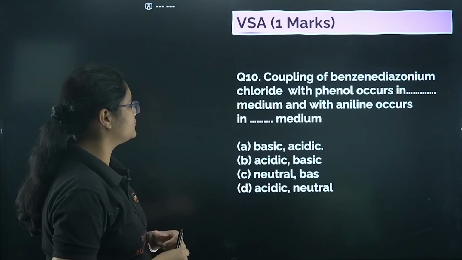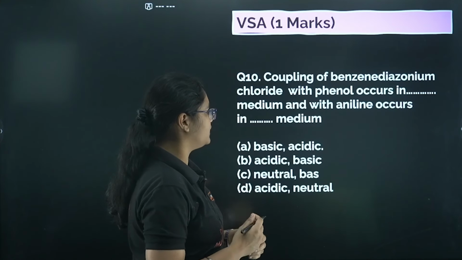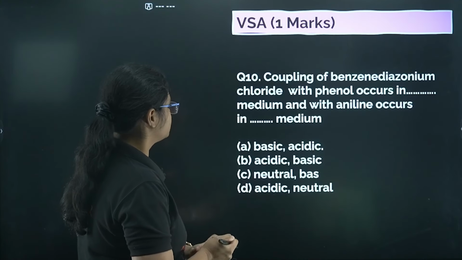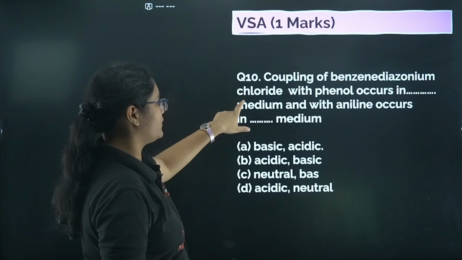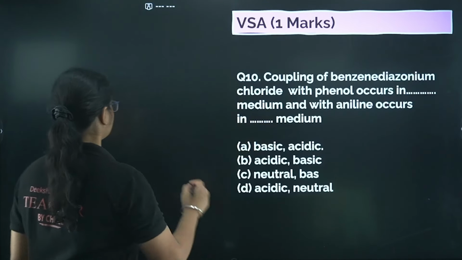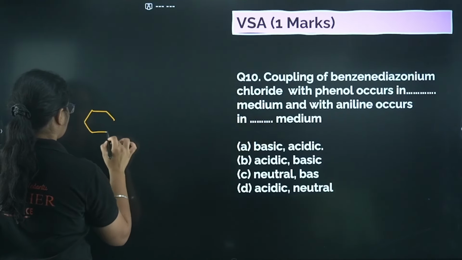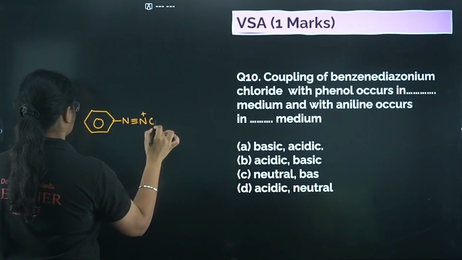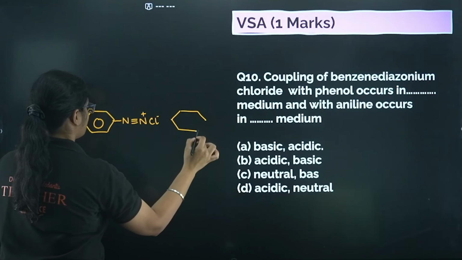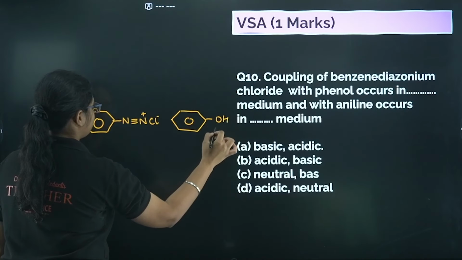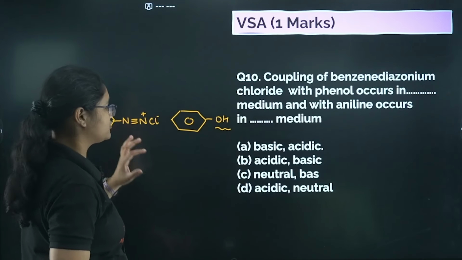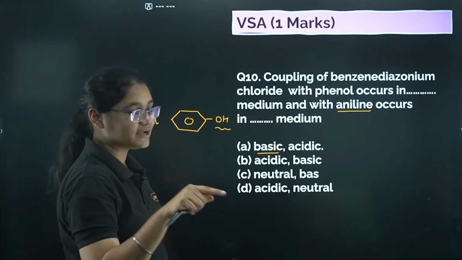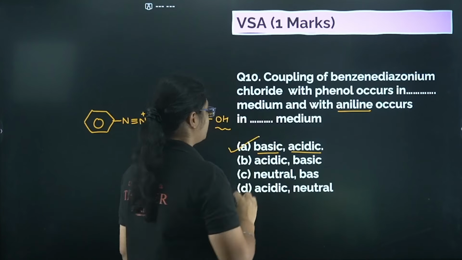Next, coupling of benzene diazonium chloride with phenol occurs in dash medium and with aniline occurs in dash medium. So see, coupling of benzene diazonium chloride with phenol. Now phenol is slightly acidic in nature, so the reaction will take place in basic medium, and aniline is slightly basic in nature, so the reaction will happen in acidic medium. So that is why option A.